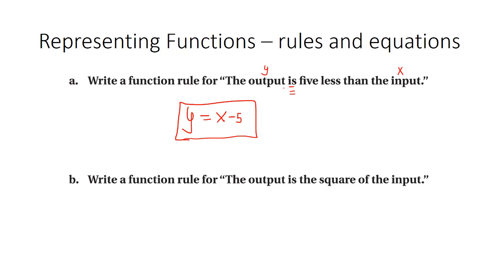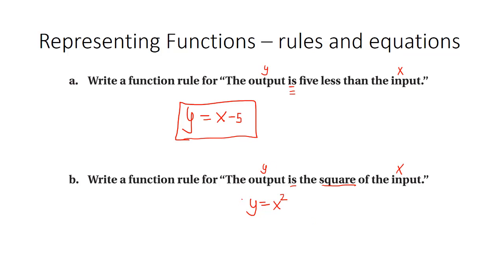Write a function rule for the output is 5 less than the input, right? There it is in words. Here it is as an equation. So an equation can represent a function. Write a function for the rule: the output is the square of the input. Okay, that's interesting. But again, output is y, input is x. So y equals the square of the input. The input squared, right? That's with the power there. And remember, squaring means multiply it by itself.